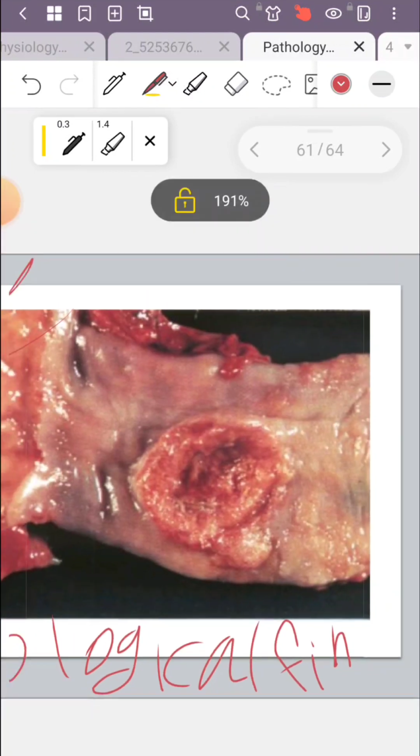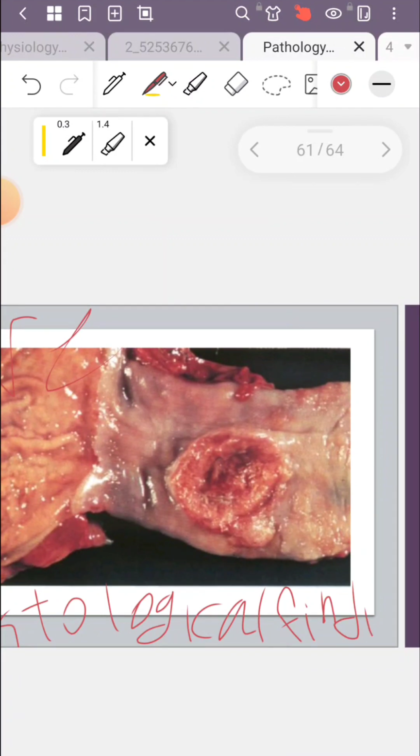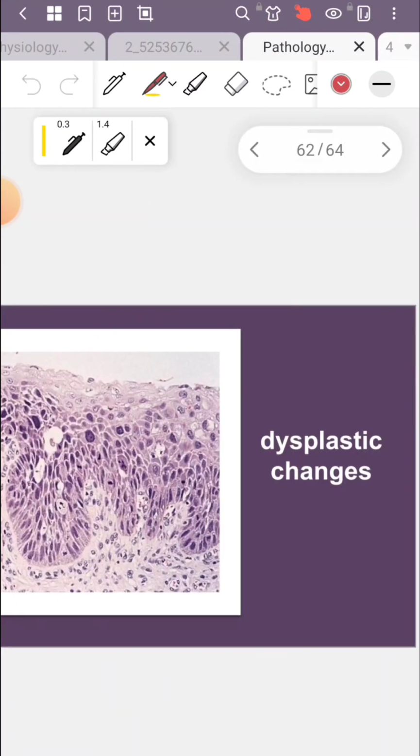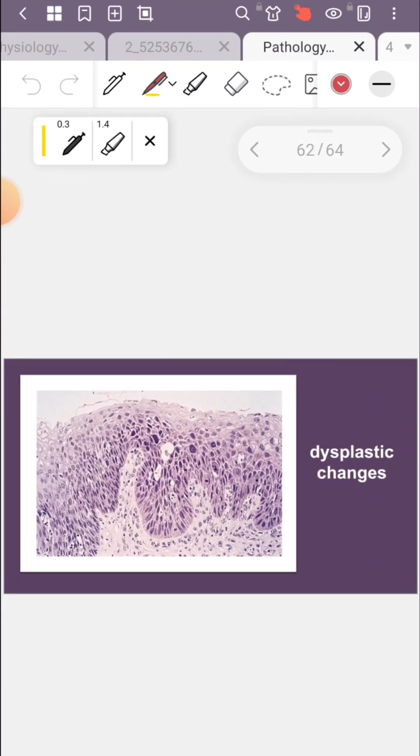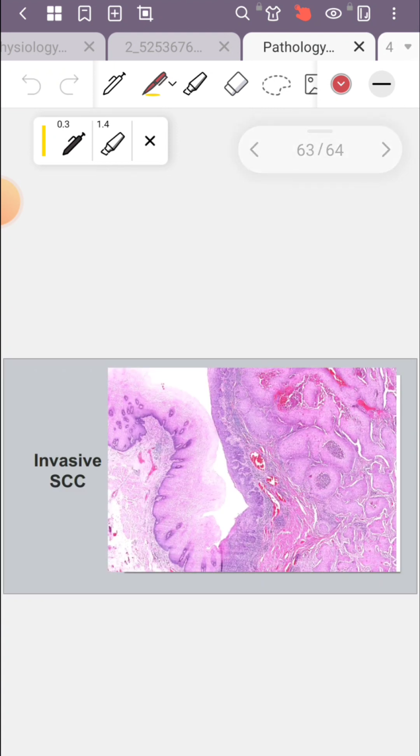Dysplastic change affecting the lower esophageal squamous epithelium. Dysplastic change affecting the squamous epithelium كلها carcinoma in situ، بعد ما صار invasive، high insertion hyperchromasia وهكذا. Invasive. On the left side there is normal squamous, on the right side there is an invasive squamous nest.